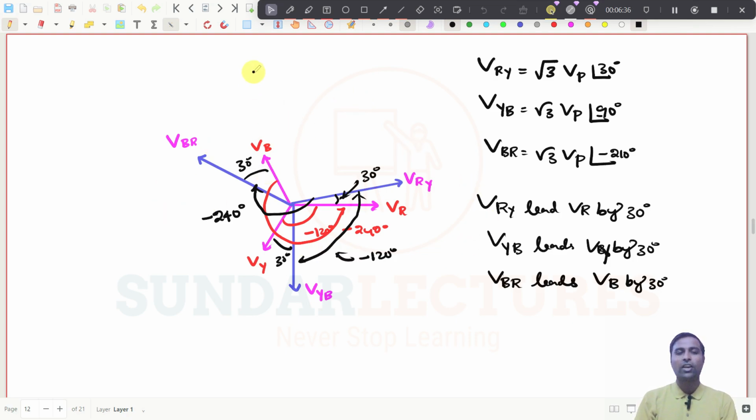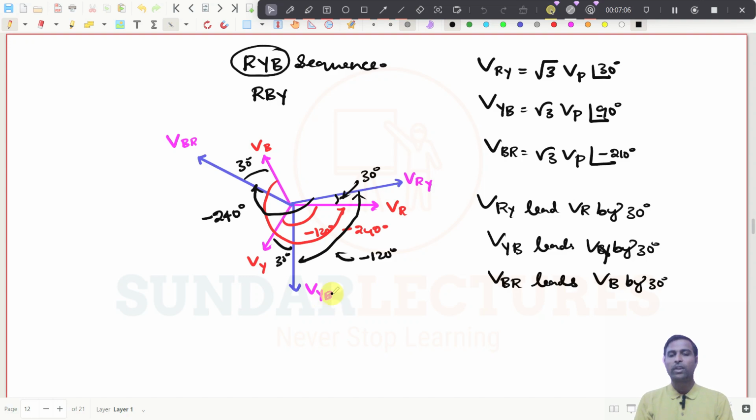And this sequence, we generally call it RYB sequence. Why? Because R comes first as a reference and then Y comes and then B comes. If we are going in the clockwise direction, then this sequence we generally call RYB sequence. And there are many sequences. Maybe you can go for RBY, where you take reference as R and then B and then Y. Try to understand. Whatever it may be, the process will be the same.